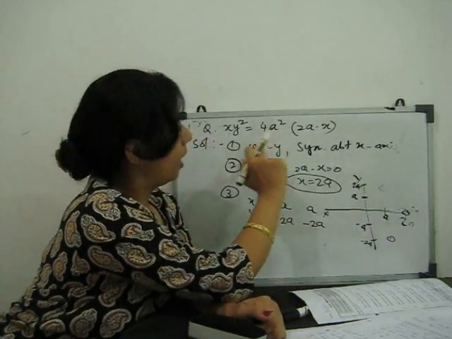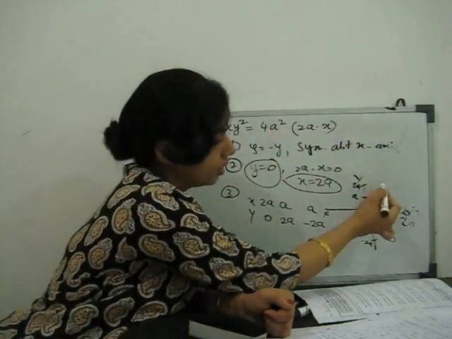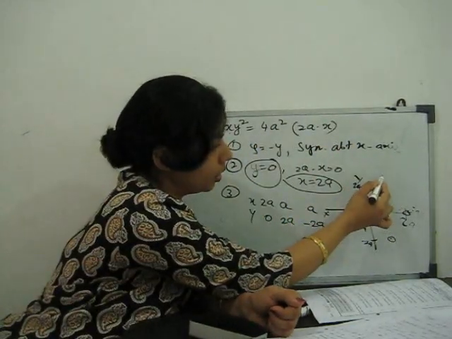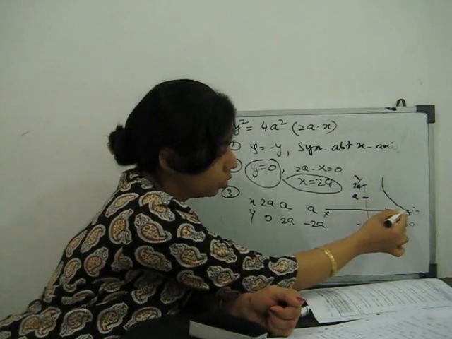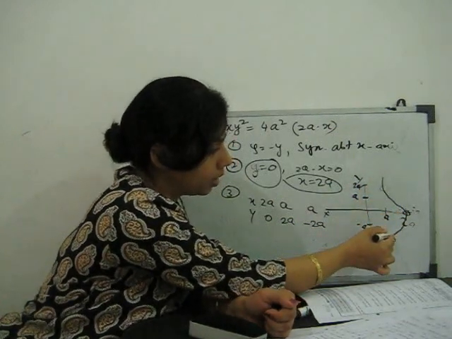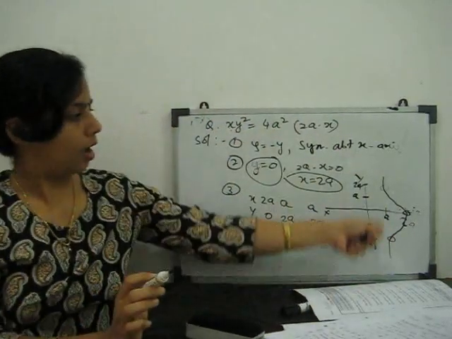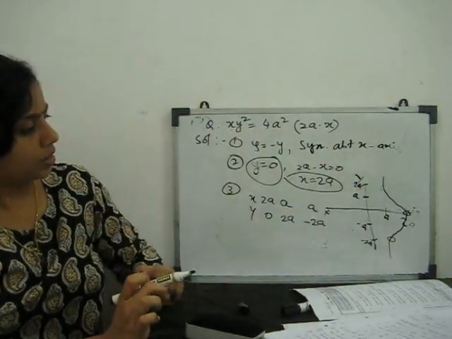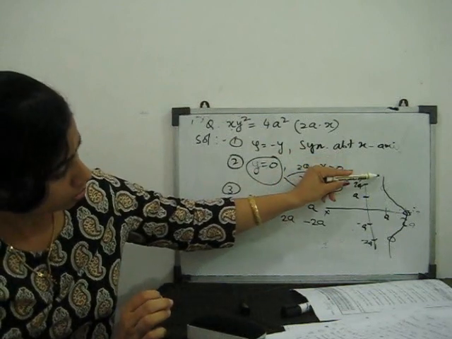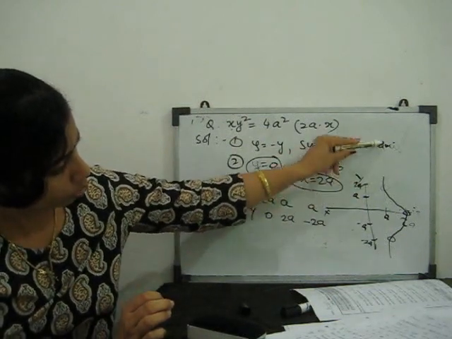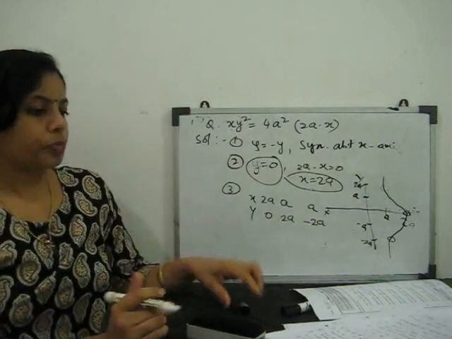See, we found out it is symmetric about the x-axis. It means our curve is passing through this, and the same is symmetric about the x-axis like this. So our curve is like this. If you find the asymptotes, it will go like this.